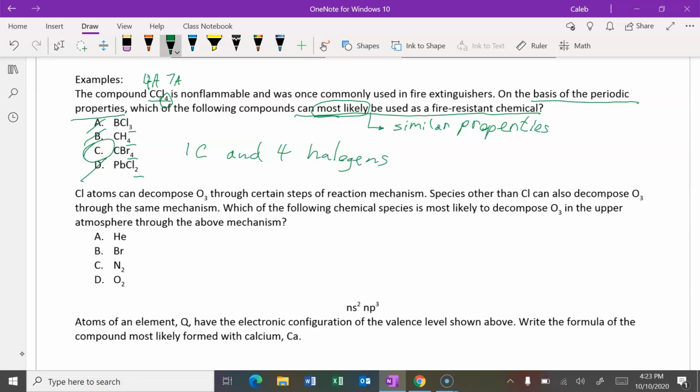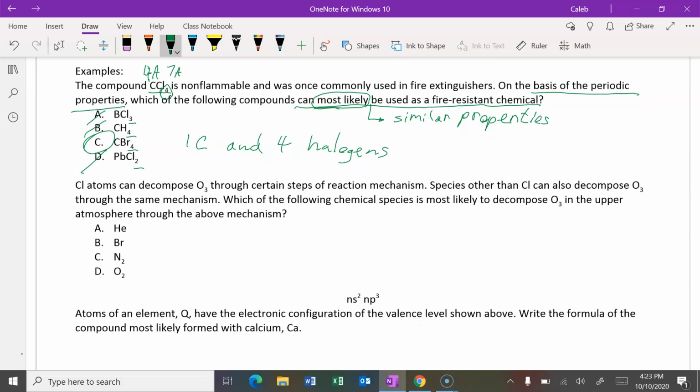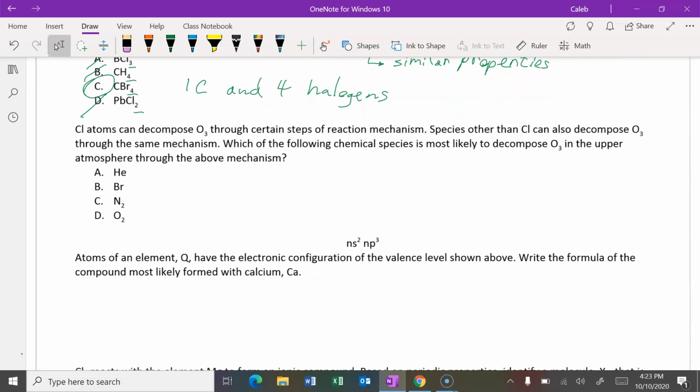Same formula basically, it's just a different halogen. It's likely to have very similar properties. Look at the next one. Chlorine atoms can decompose O3. Okay, it says chlorine atoms, so we're not talking about Cl2, it's just single atoms, through certain steps of a reaction mechanism. Species other than chlorine can also decompose O3 through the same mechanism. Which of the following chemical species is most likely to decompose O3 in the upper atmosphere through the above mechanism?